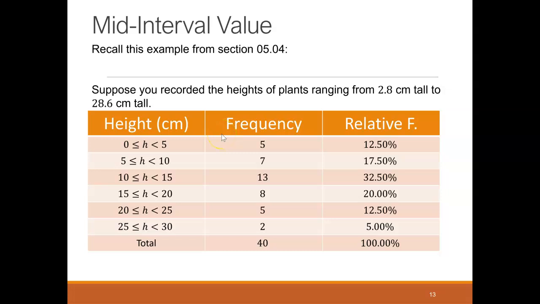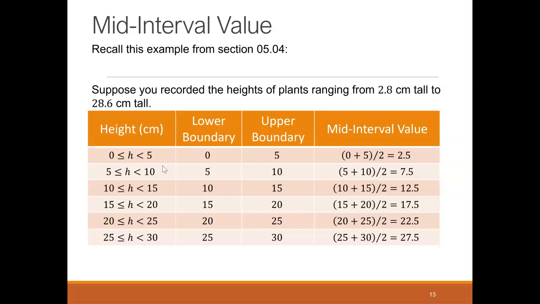We have no individual raw data for this. So I'm going to start by calculating the mid-interval value. What is the halfway value between 0 and 5? 2.5, right? How did I get that? 0 plus 5 divided by 2. What's the halfway between 5 and 10? 7.5. 5 plus 10 divided by 2. And so on and so forth, right?